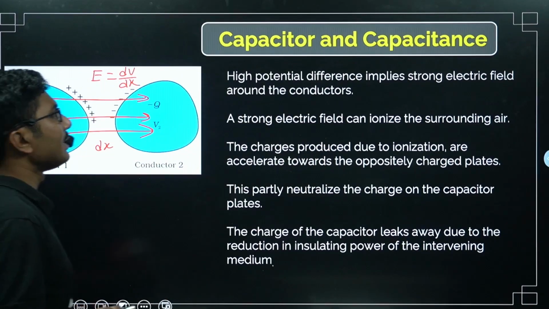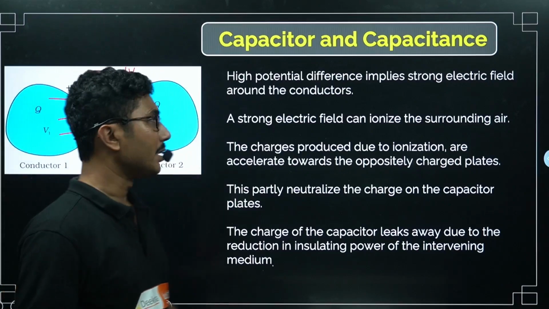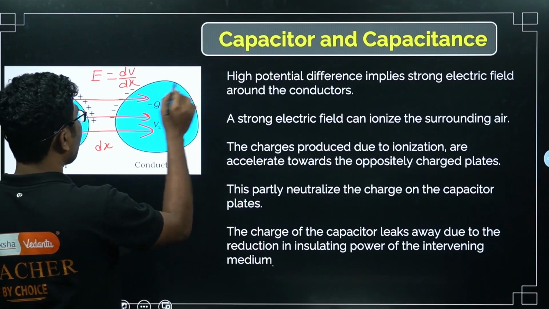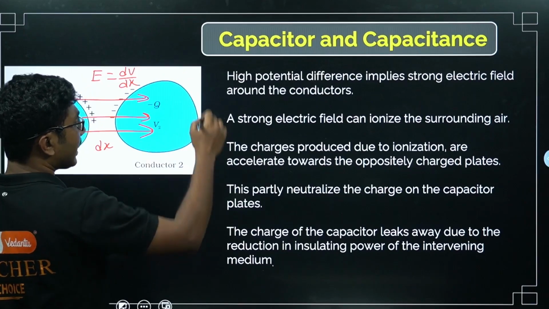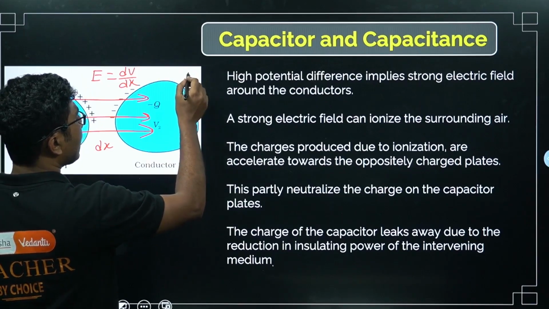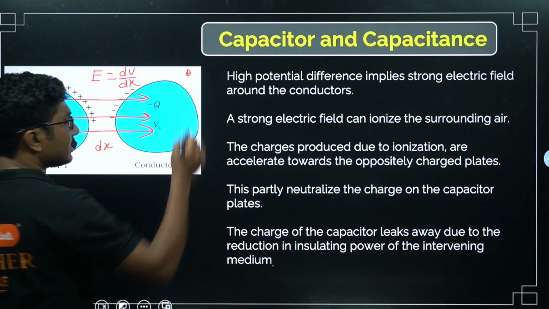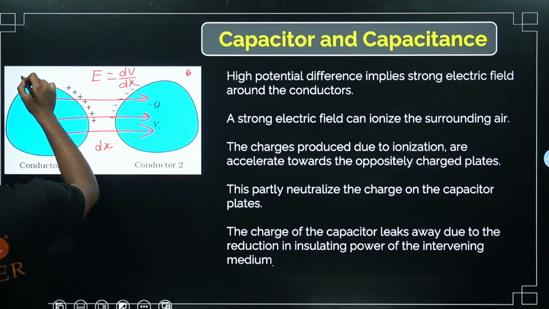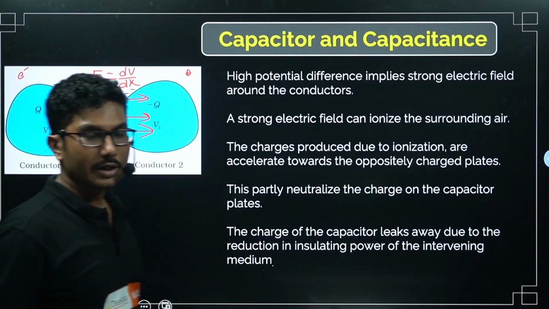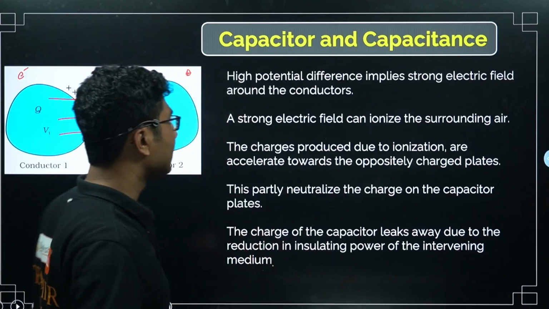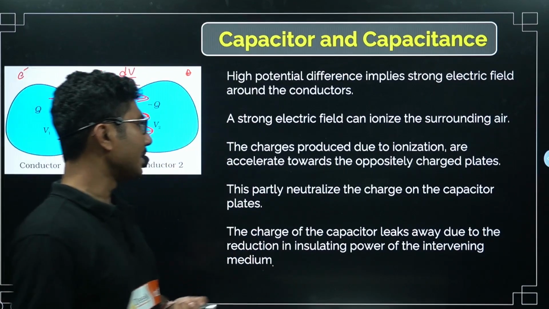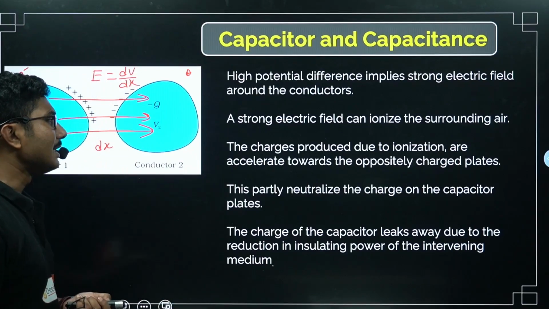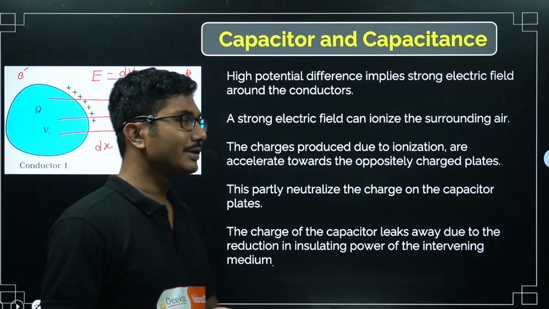A strong electric field can ionize the surrounding air. Now if the electric field is very strong, what happens? The surrounding air, okay, so this is a negative plate. It will attract positive ions around, and the other plate will attract any electrons available around. So that will ionize the surrounding air. The charges produced due to the ionization are accelerated towards the oppositely charged plates. This partly neutralizes the charge on the capacitor.